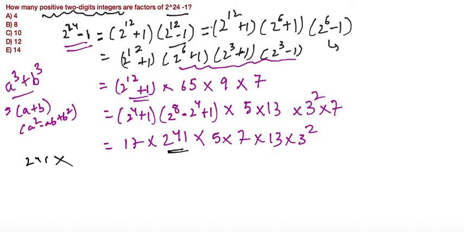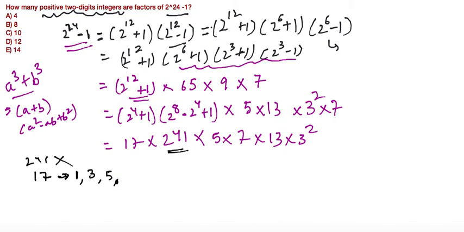Okay, the next one in line is 17, the second largest prime factor. Now, what can I pair the 17 with? I can have 17 into 1, which is a two-digit positive factor. I can have 17 into 3, which is 51. Can I have 17 into 5? Yes, 17 into 5 is 85. Can I have 17 into 3 squared, which is 9? No, because the product will go into a three-digit number, which we do not want.